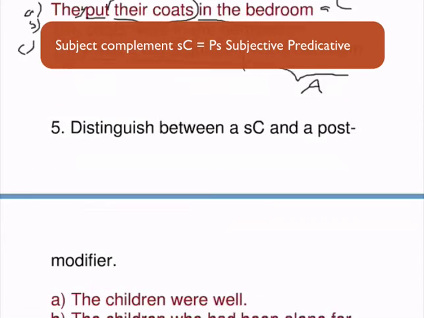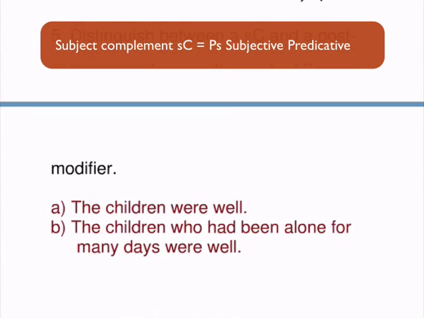Moving to number 5 now. Distinguish between a subject complement and a post modifier. Well, look at A here. The children were well. So this is the subject, and the head of the subject is children. This is the predicator here, and this is a subject complement.